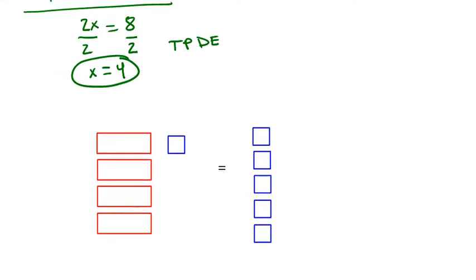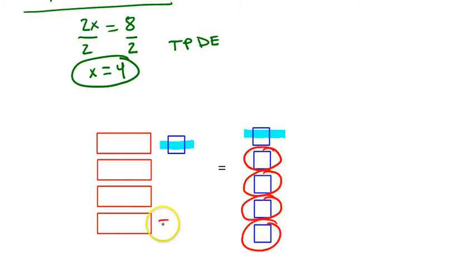Let's look at another example. Here again, I have 1 unit square, but 4 rectangles for x, and then I have 5 unit squares. If I take away my unit squares from each side, then I'm left with 4 and 4. So this means that I need to divide what's left into 4 equal groups. There's 4 of them, so there's 1 per group. So this means that 1 rectangle equals 1 unit square.